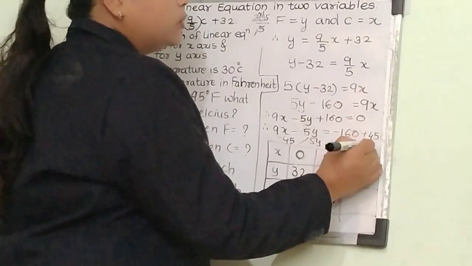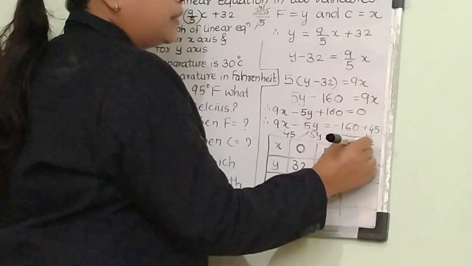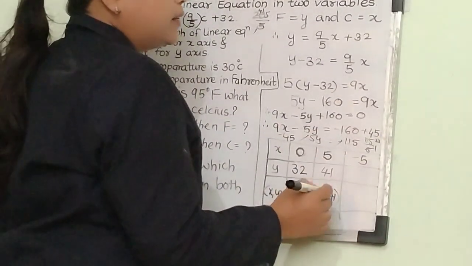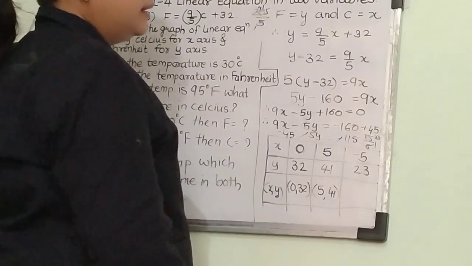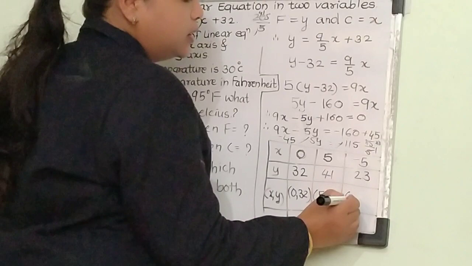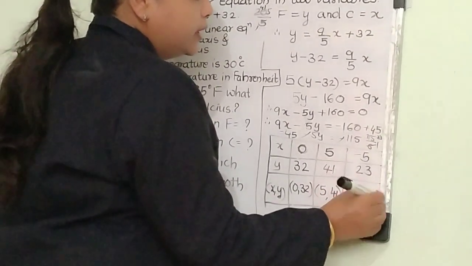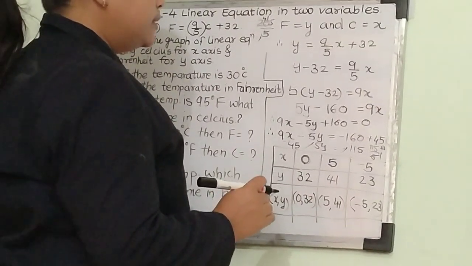Then 5 will go to this side, that is at the denominator place. We get 5 2s are 10, 5 3s are 15. So we get 23. So the third coordinate we get is minus 5, 23. So here we get the coordinates.